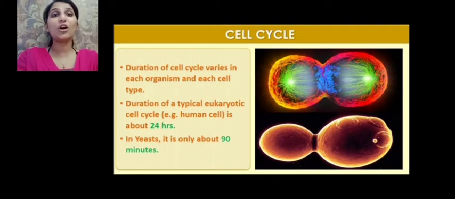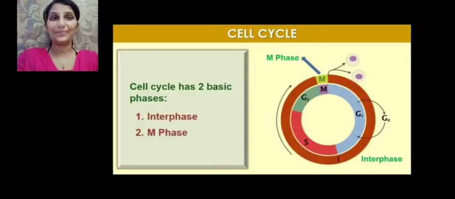The duration of the cell cycle varies in different organisms. For example, yeast takes only 90 minutes, whereas in the case of a human cell, the eukaryotic cell cycle constitutes 24 hours. So the duration varies according to the organism. The cell cycle can be broadly divided into two phases, that is M phase and interphase.